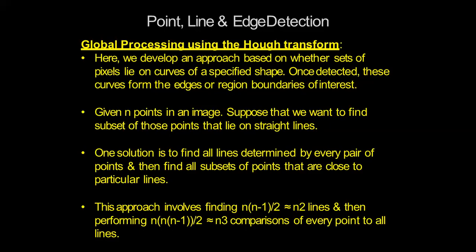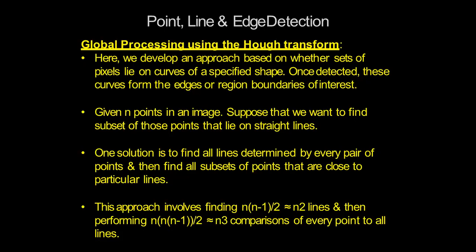Now, here we have developed an approach based on whether the set of pixels lies on the curves of the specified shape. Once detected, these curves form the edges of the region boundaries of interest. Given the endpoints in an image, suppose that we want to find the subset of those points that lie on a straight line. One solution is to find all the lines determined by every pair of points. Then we need to find all the subsets of points that are close to the particular line.